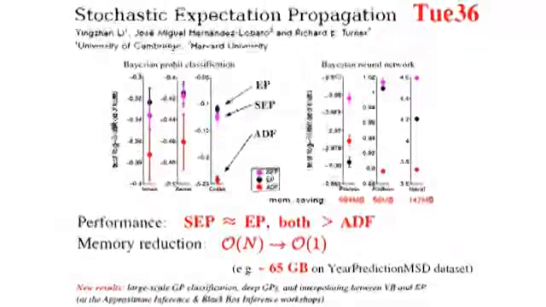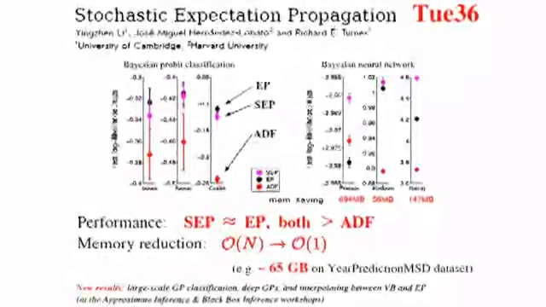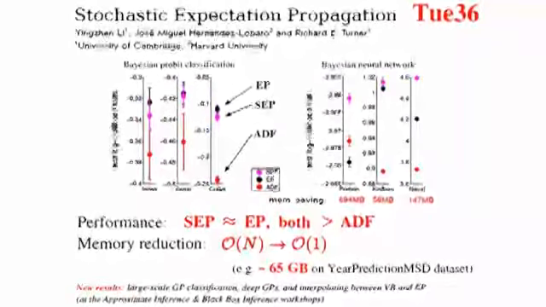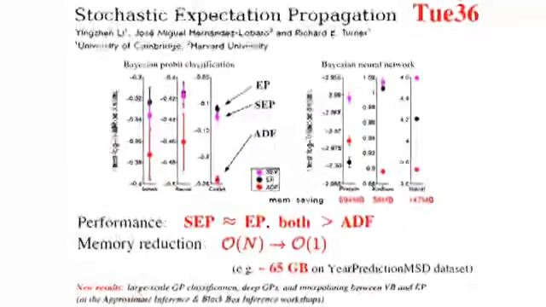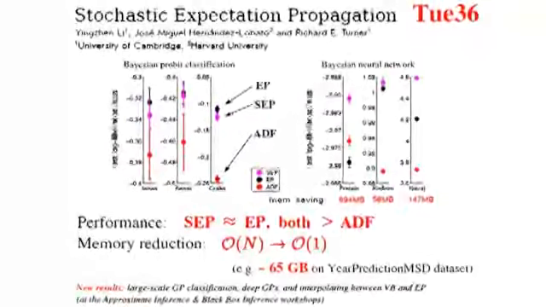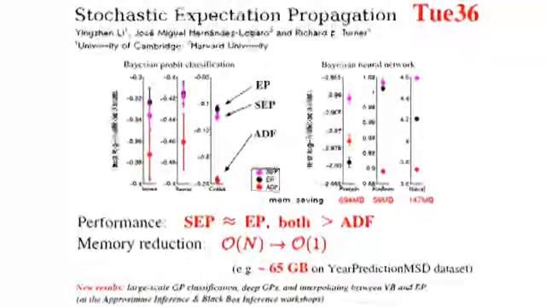We test this algorithm on a variety of examples, and to summarize, stochastic EP performs pretty much the same as the original EP, and both of them are better than ADF, a simplified algorithm. We also tested the memory reduction, and in the largest example, we saved 65 gigabytes of memory compared to the original algorithm. So to summarize, we finally managed to scale this very accurate EP algorithm to large dataset settings. So we are very excited about this.